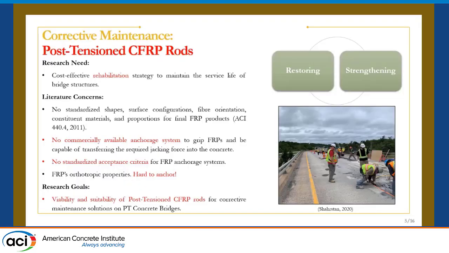So as I mentioned, what we're looking for is an efficient strengthening system. What we're proposing, in terms of this theme of corrective maintenance, is a post-tension CFRP rod system, because obviously we need to rehabilitate what we've lost in terms of structural capacity due to the environment we're in.